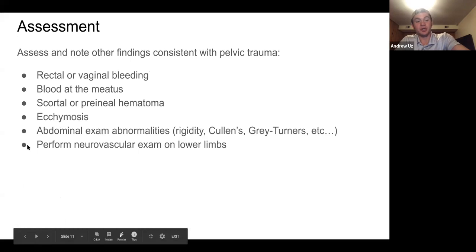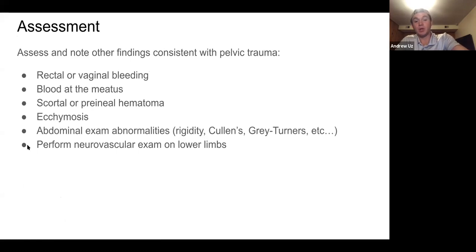So as far as assessment, particularly for pelvic trauma patients, once you've cut their clothes off, you're going to be assessing for rectal or vaginal bleeding. What that can indicate is that there's some type of vascular injury. Blood at the urethral meatus and scrotal or perineal hematoma, again, are signs of bleeding in that area. Any kind of bruising, ecchymosis, anything in that area means that, again, there's bleeding inside.